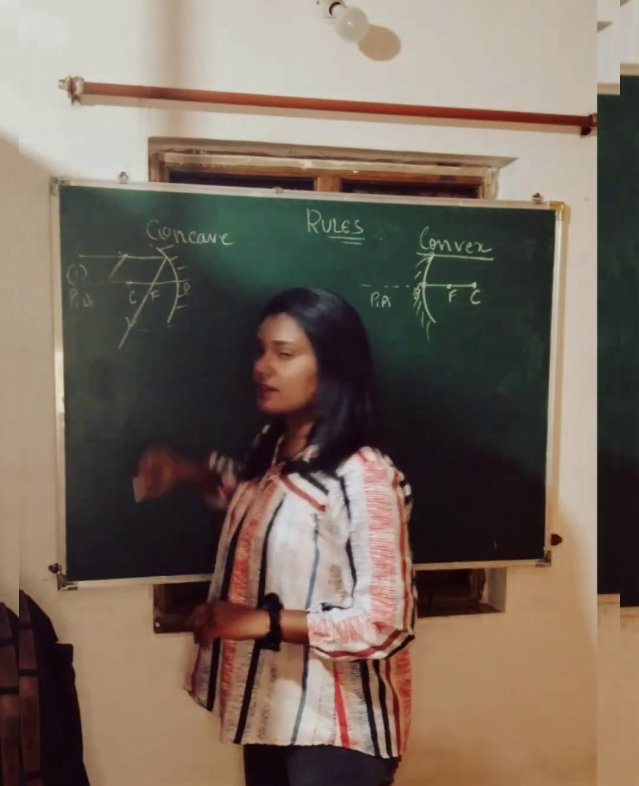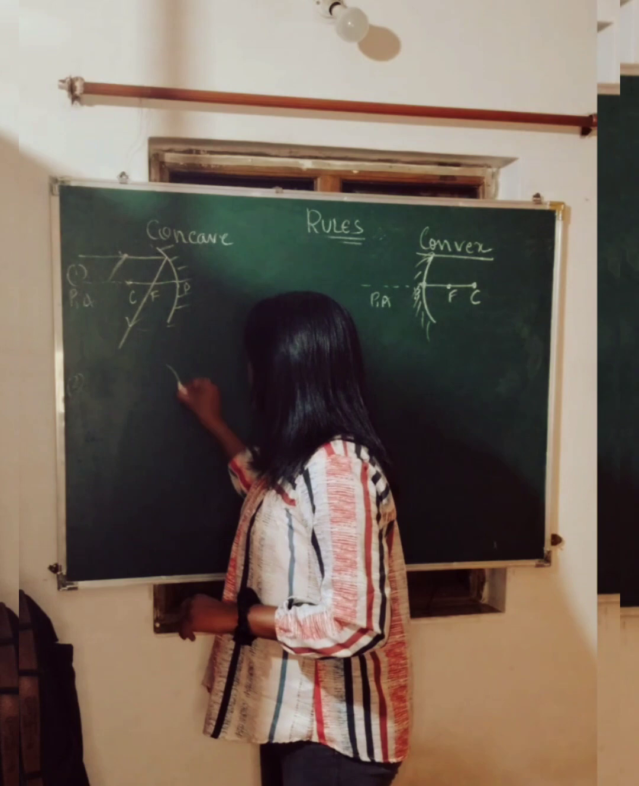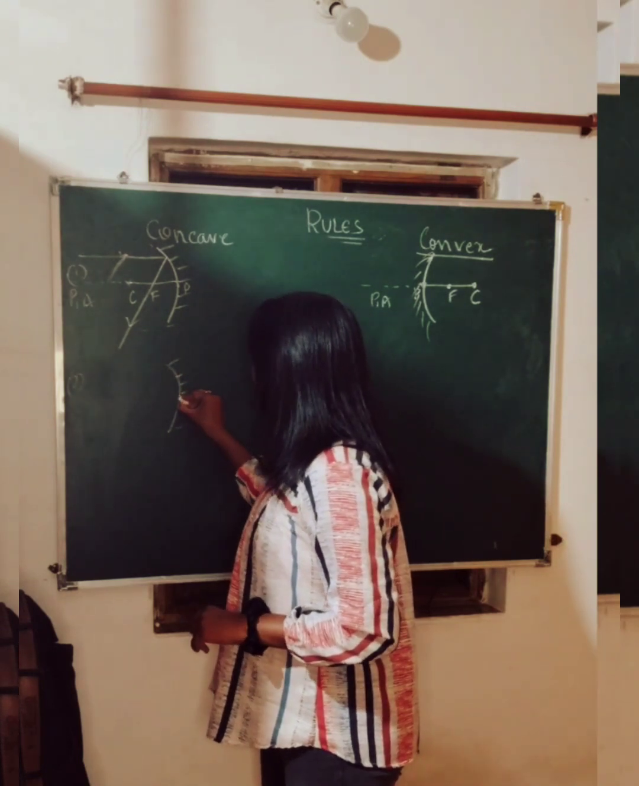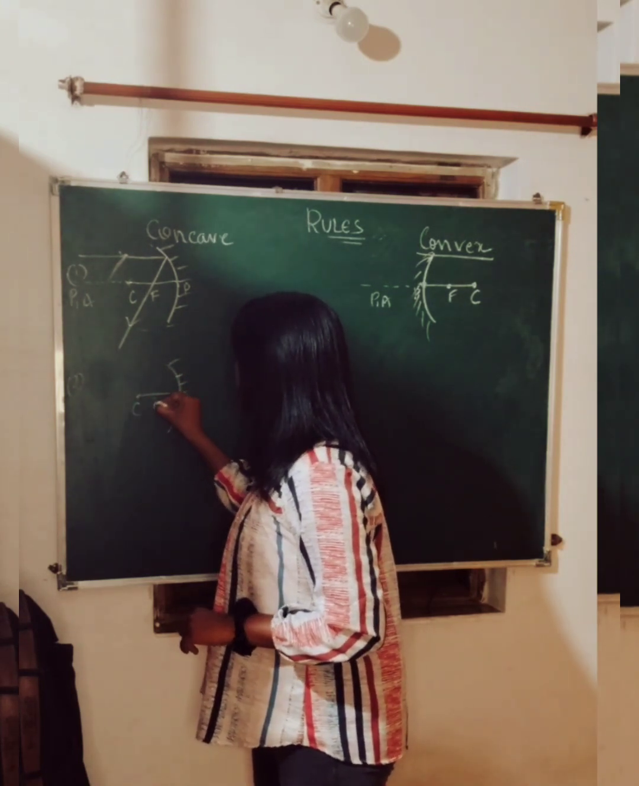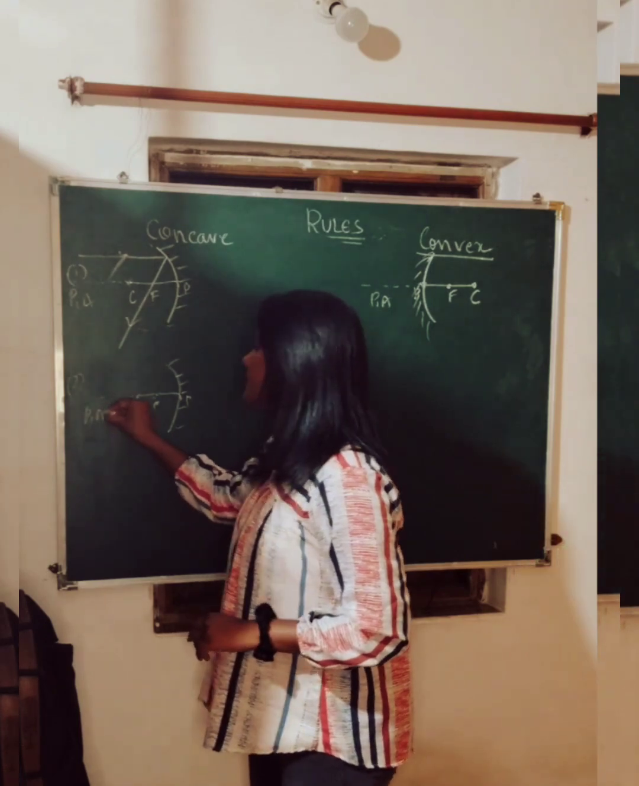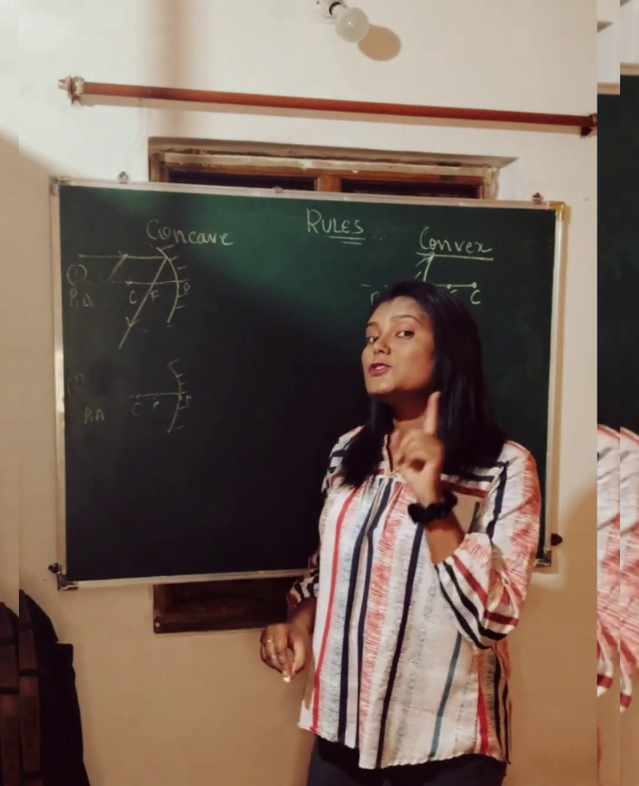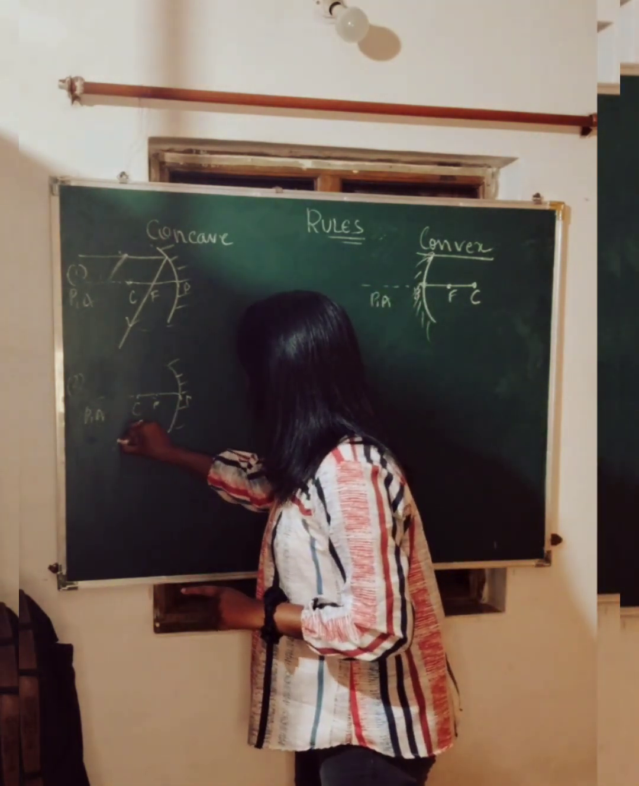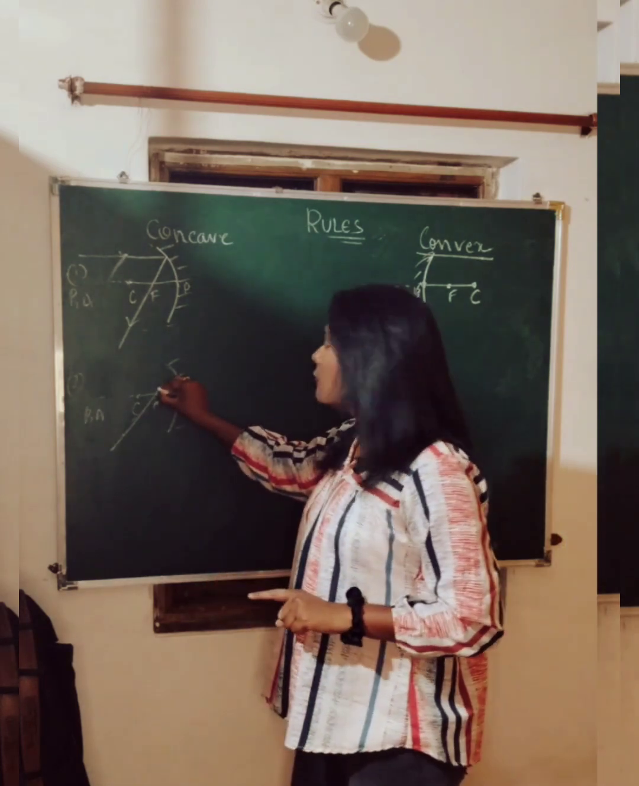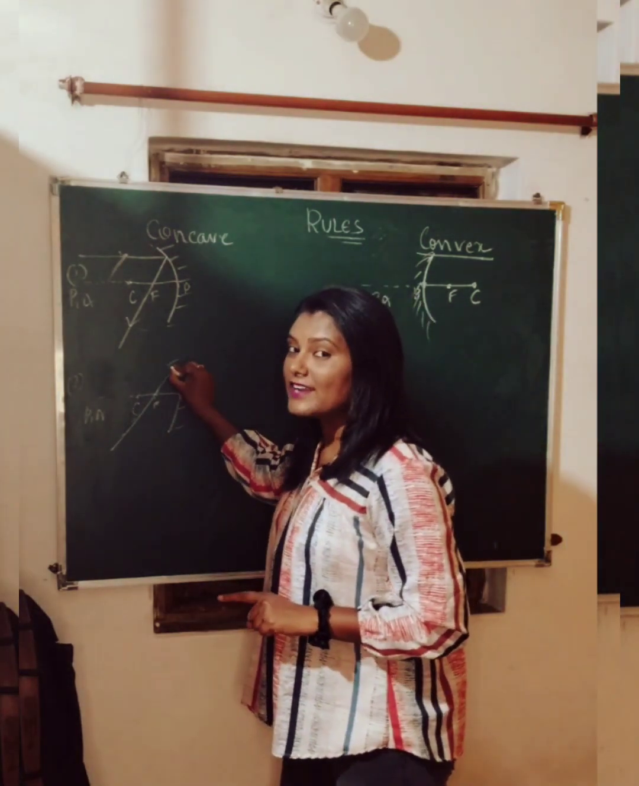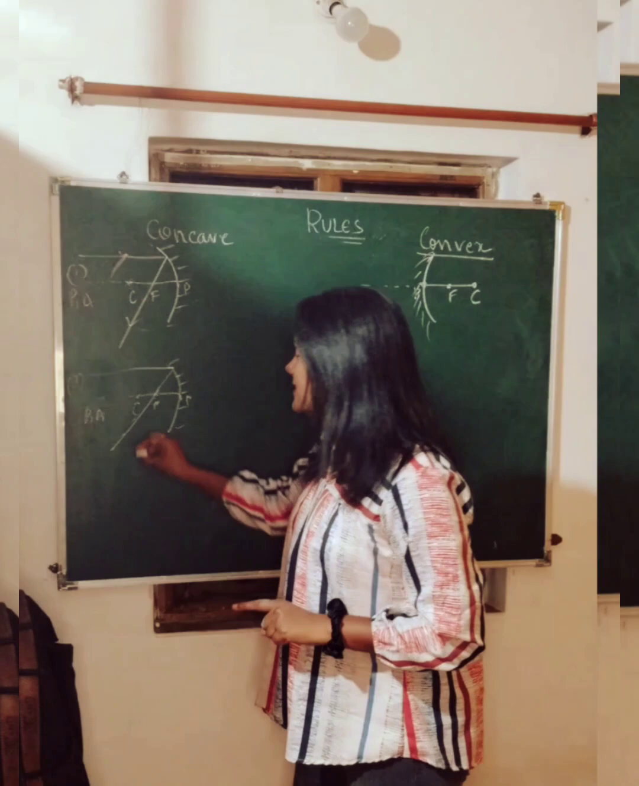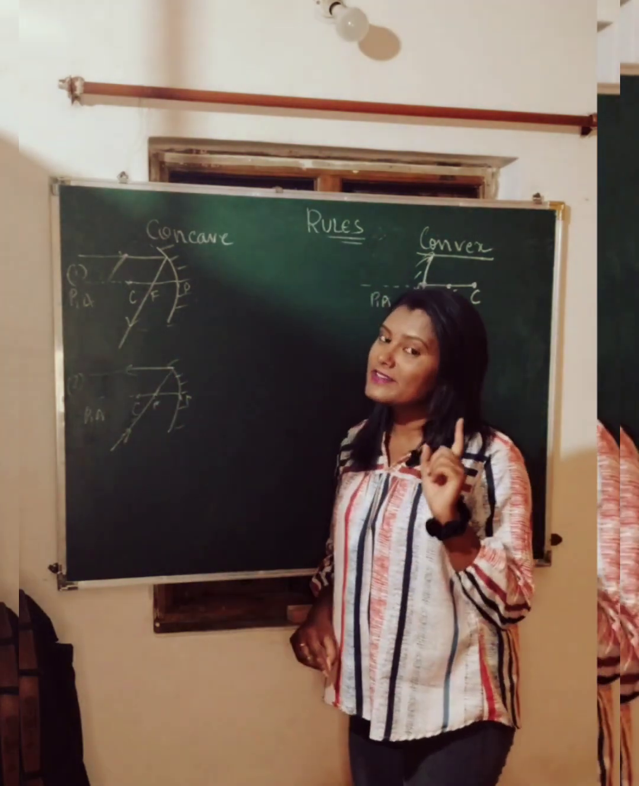Next, let us study the next rule. Center of curvature, focus point and then principal axis. If an incident ray passes through the focus point, then the reflected ray is parallel to the principal axis. This is going to be your second rule.